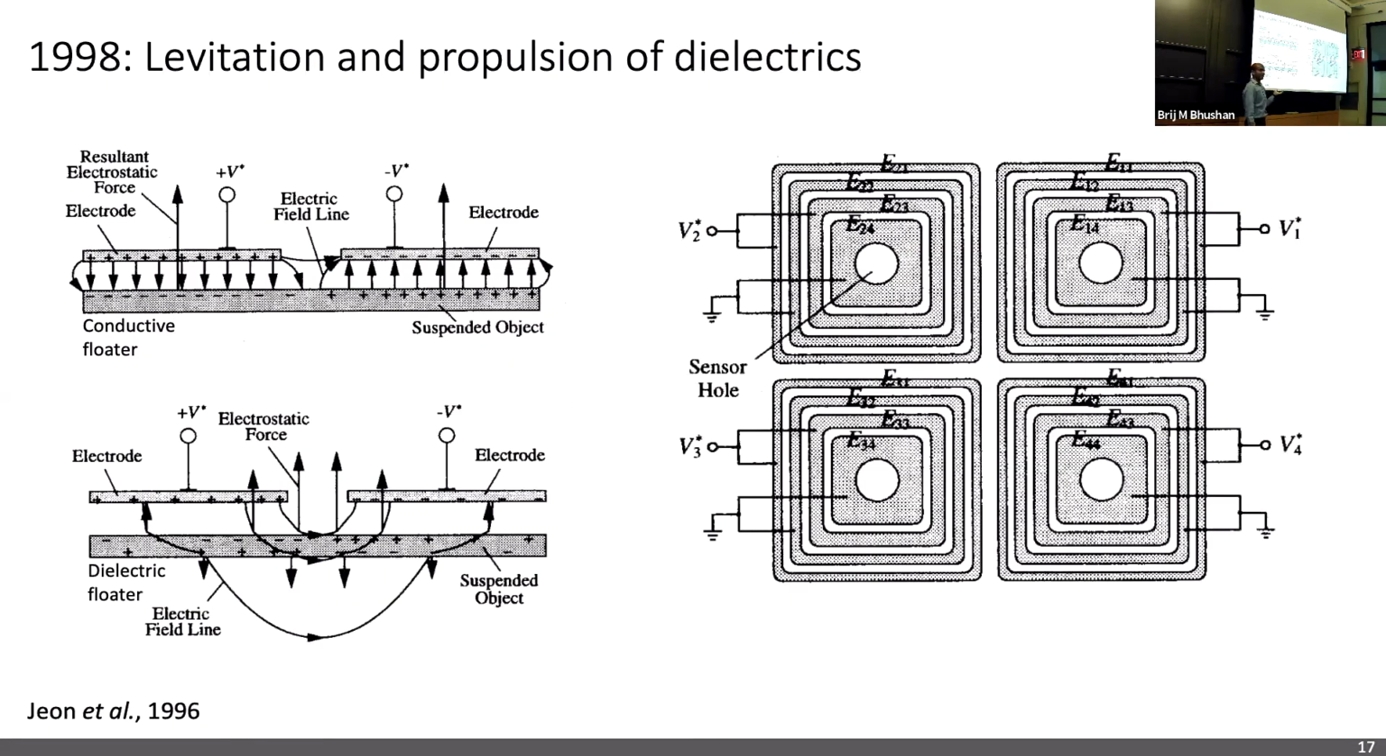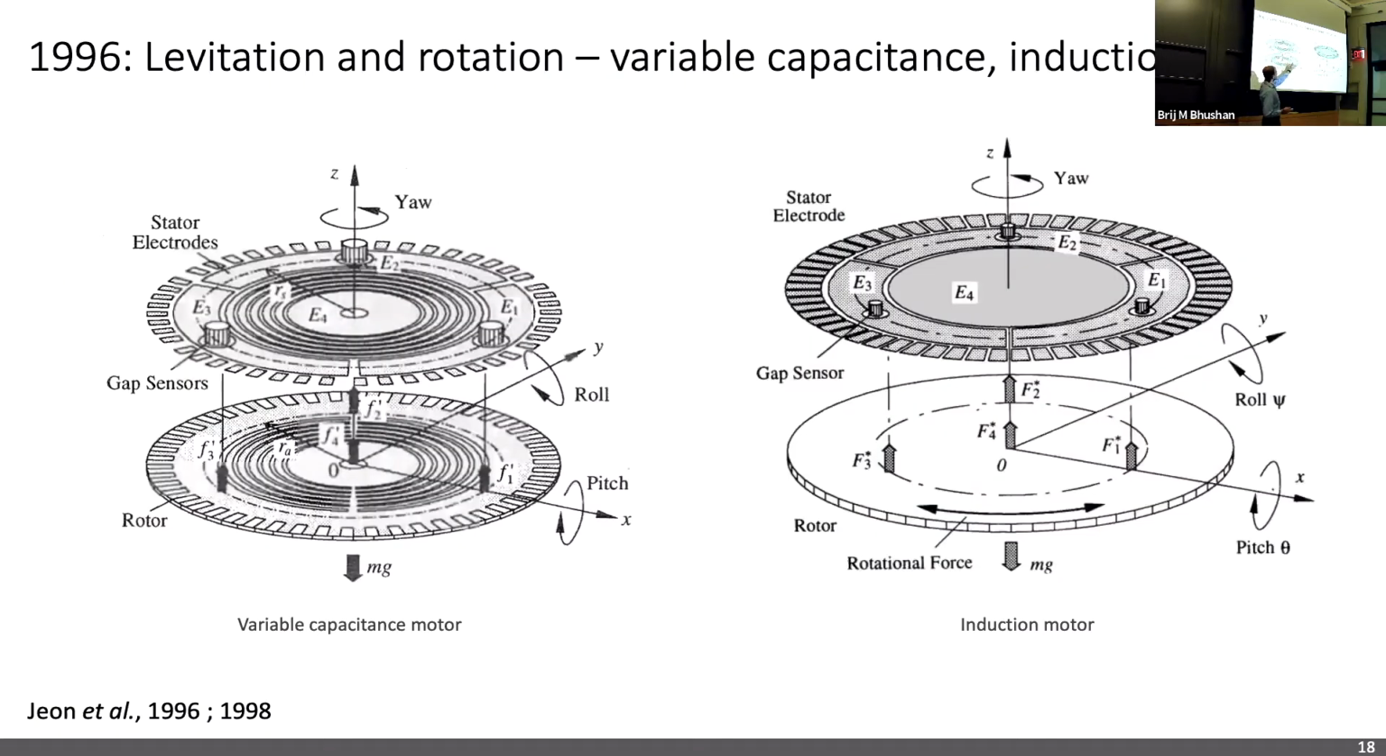They also levitated dielectrics, which is actually quite challenging and different from levitating conductors, because in conductors, it's easy to have free charges right at the surface. Whereas with dielectrics, all the charges are bound, and therefore we have to create strong field gradients. As you can see, they create strong field gradients with multiple fringing electrodes, and they were able to even levitate dielectrics, which I think is fascinating. They also made levitation and rotation motors using both variable capacitance mode as well as induction mode.